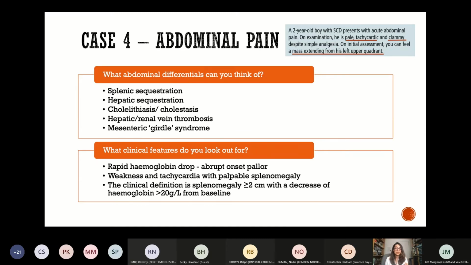So when there is splenic sequestration, the sickled red cells obstruct venous drainage within the spleen, and this causes further sickling and trapping of the cells, which causes the rapid haemoglobin drop and the clinical picture of a pale child. The weakness, tachycardia with palpable splenomegaly is another thing to look out for when you're doing your abdominal exam. And then when you get around to doing your bloods, a clinical definition of splenic sequestration is a spleen enlarged by more than 2 centimetres with a decrease in haemoglobin of more than 20 grams per litre from their baseline.